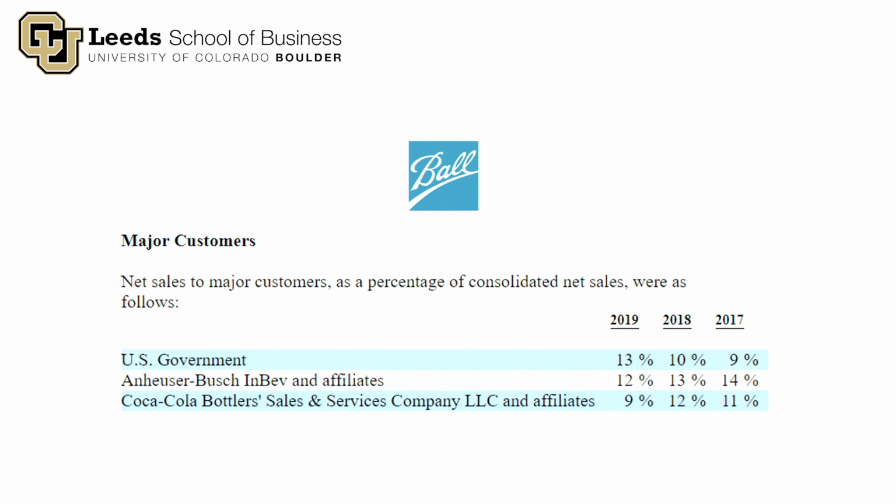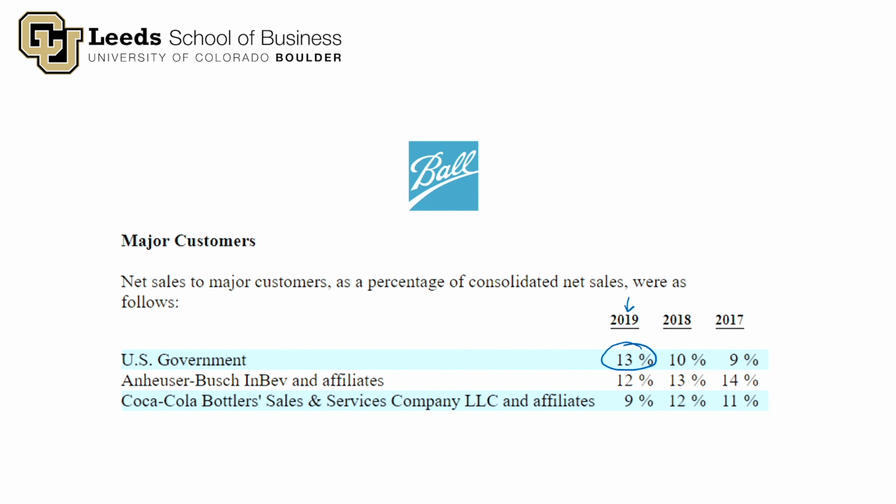They title this section Major Customers, and this is within their 10-K because it's required by Regulation S-K. And here they say that net sales to major customers as a percentage of consolidated net sales were as follows. So they say the US government, so they probably sell their spacecraft and those types of products to the US government. And in 2019, that represents 13% of their total consolidated revenues.